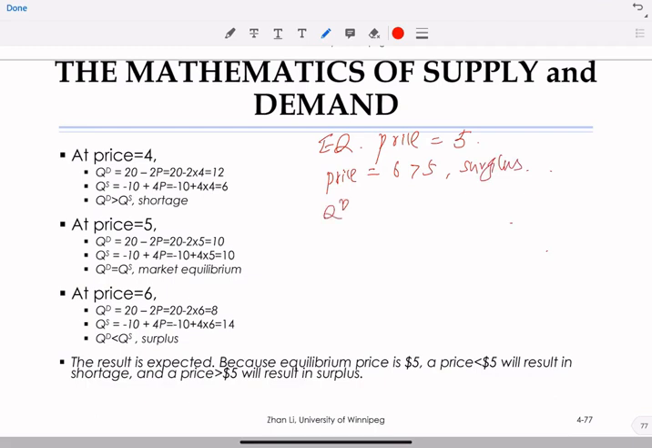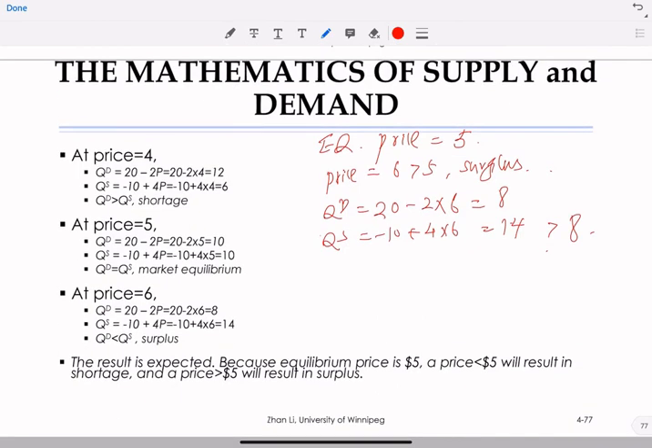So we are expecting a surplus here. Now, if the price is 6, then quantity demanded is given by 20 minus 2 times the price, which is 8. And quantity supplied is minus 10 plus 4 times 6, which is 14. So obviously it's larger than 8. So quantity supplied is larger than quantity demanded. So we are getting a surplus here, right? Okay, that's for chapter 4.